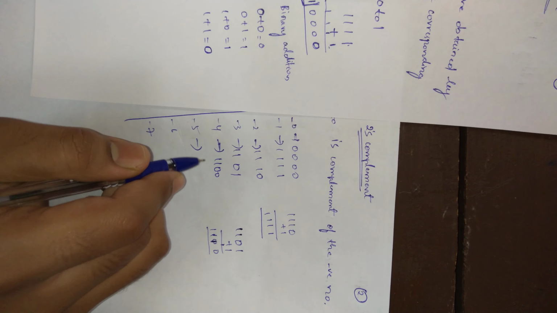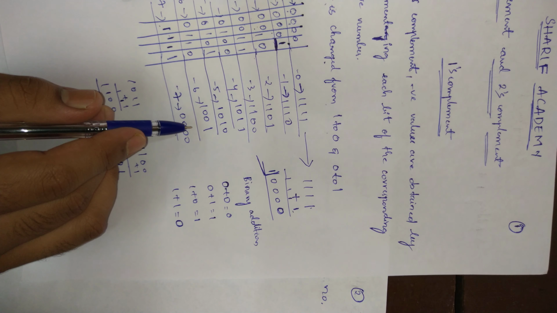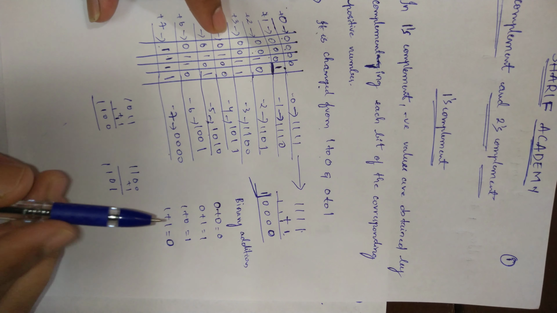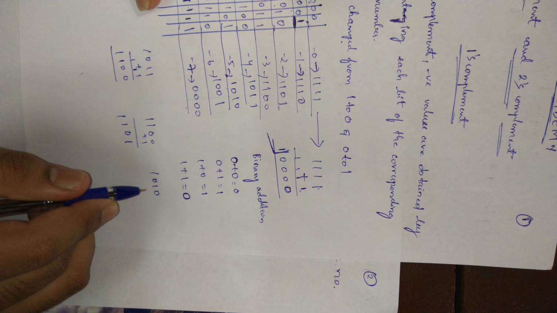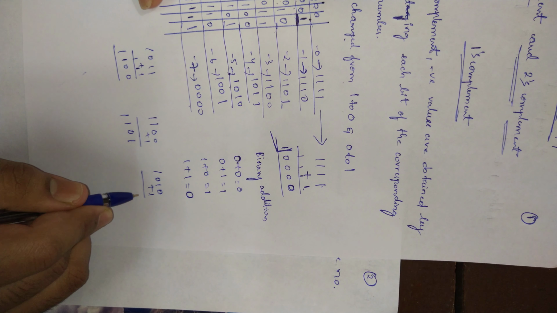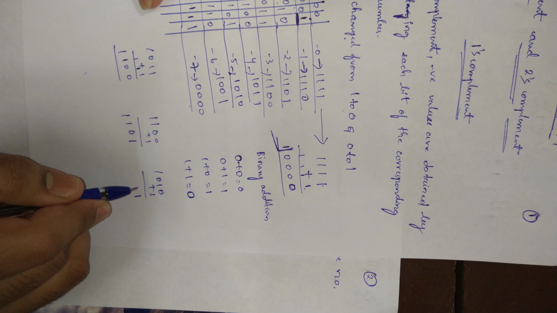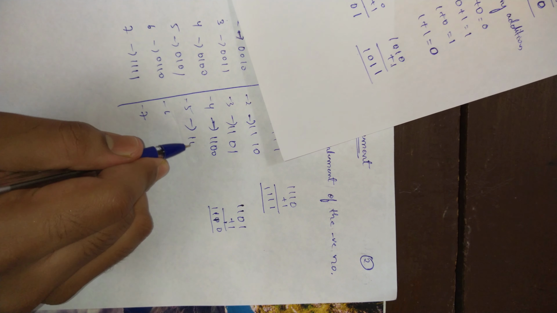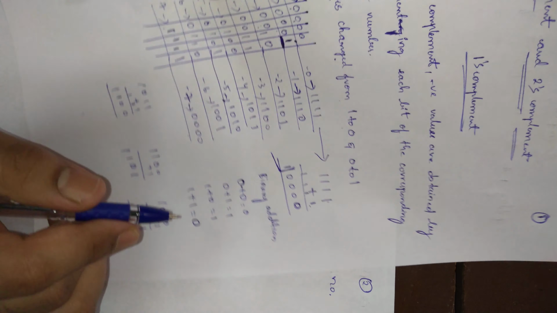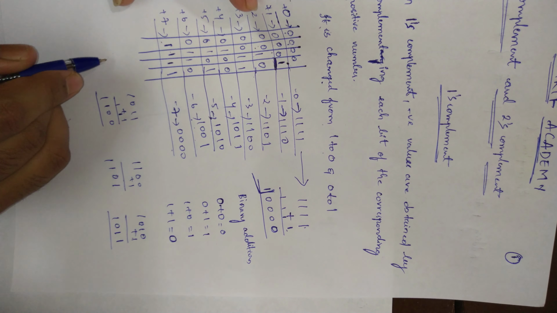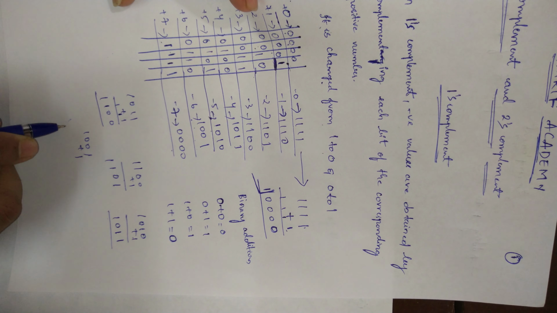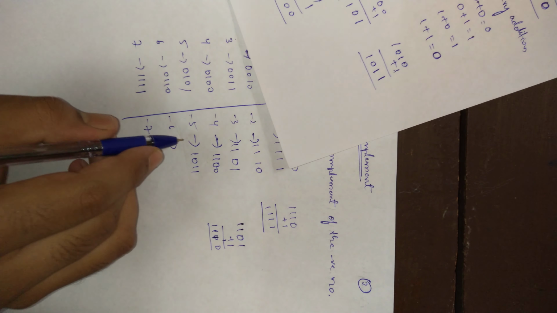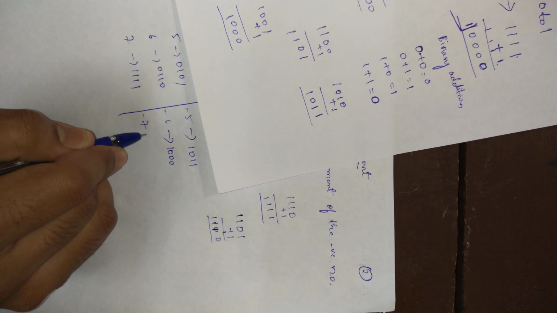For -5, here I am explaining for each of the numbers so that you don't get confused. Okay. For -5, that is 1010. 1010 + 1. 1 + 0 is 1, so we get 1011. Same. For -6, what's the value? For -6, the value is 1001. 1001 + 1. 1 + 1 is 0, carry 1. The answer is 1010.